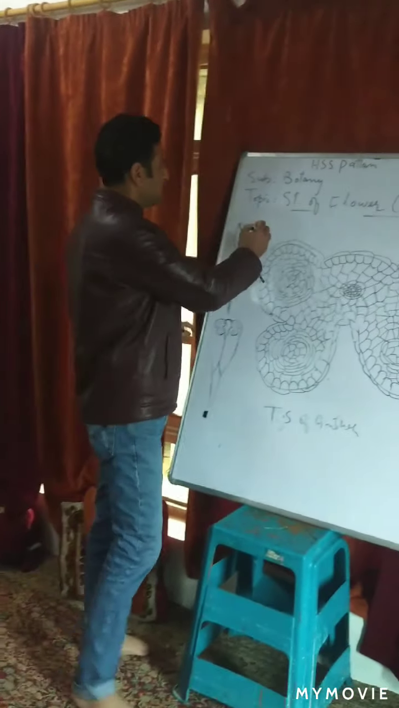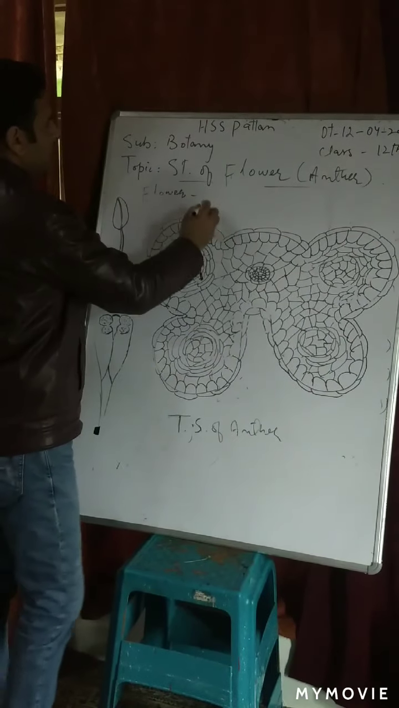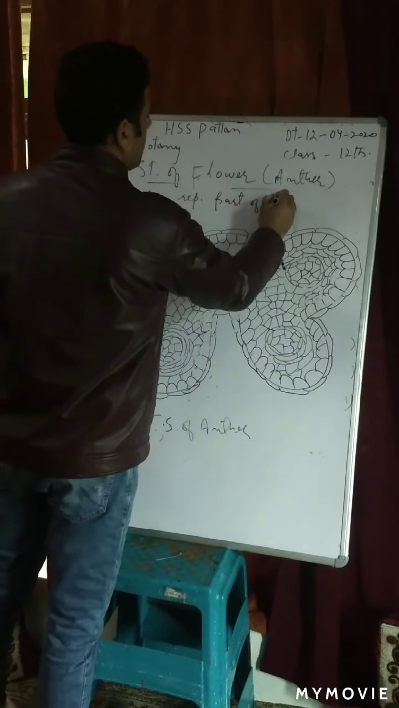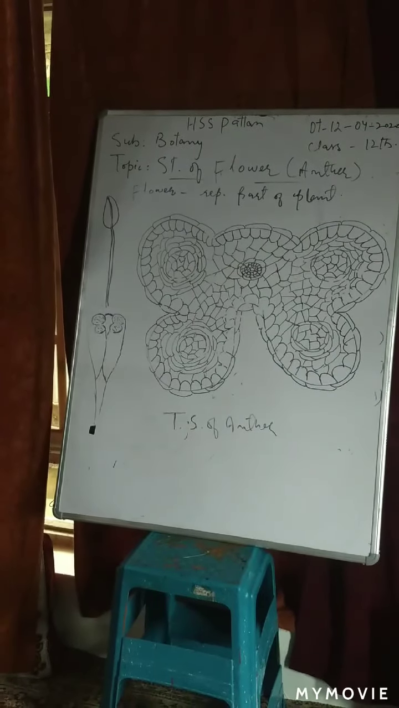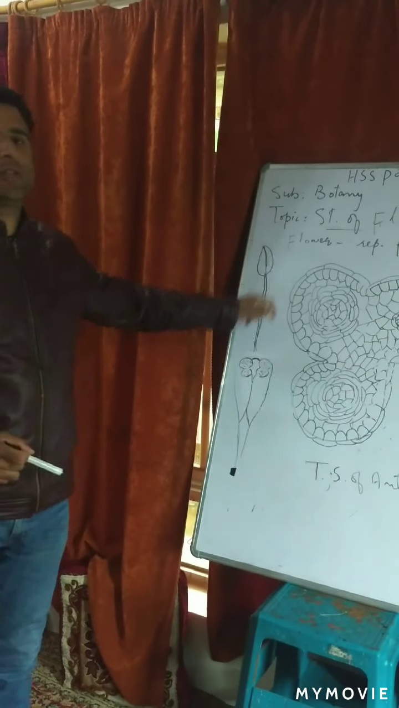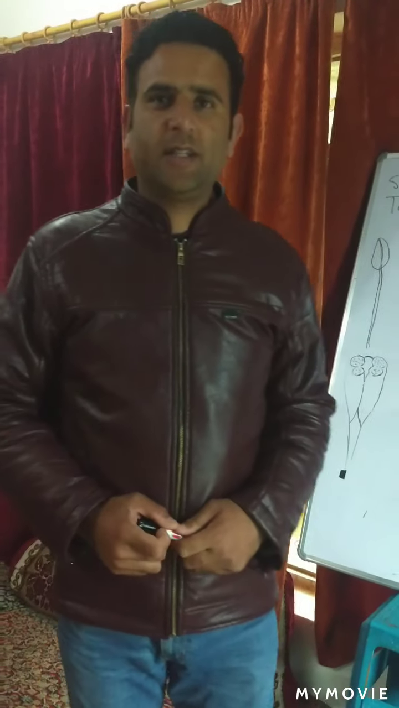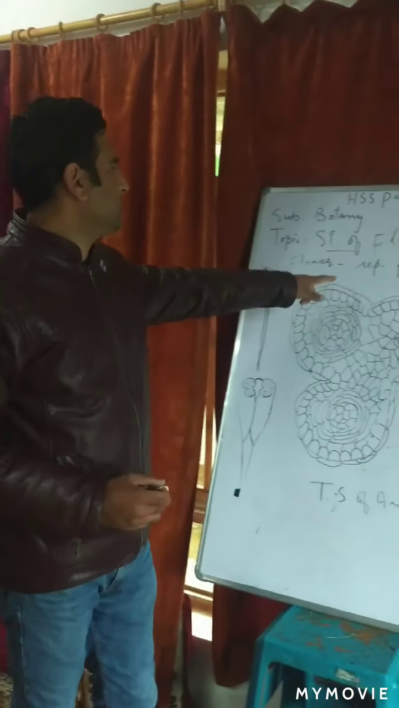So first of all, let's try to understand what flower actually is. Flower is the sexual reproductive part of plant. In those angiosperms where sexual reproduction takes place, it takes place with the help of this flower. So the first thing that we must know about the flower is that it is the part of plant through which it reproduces sexually.